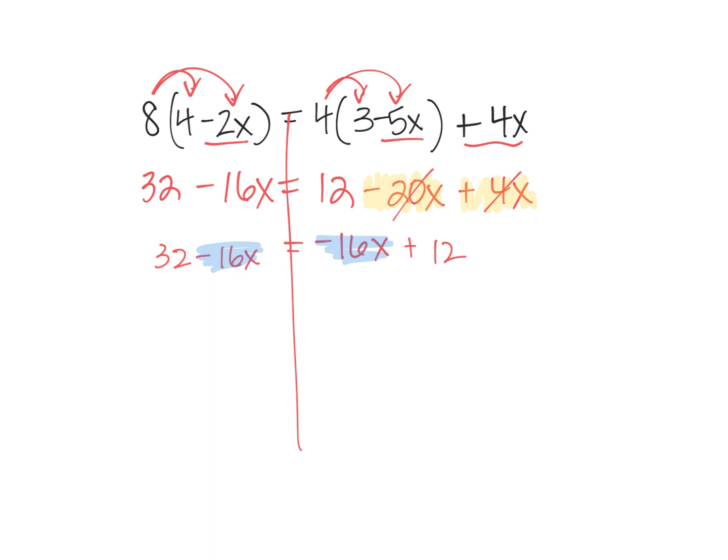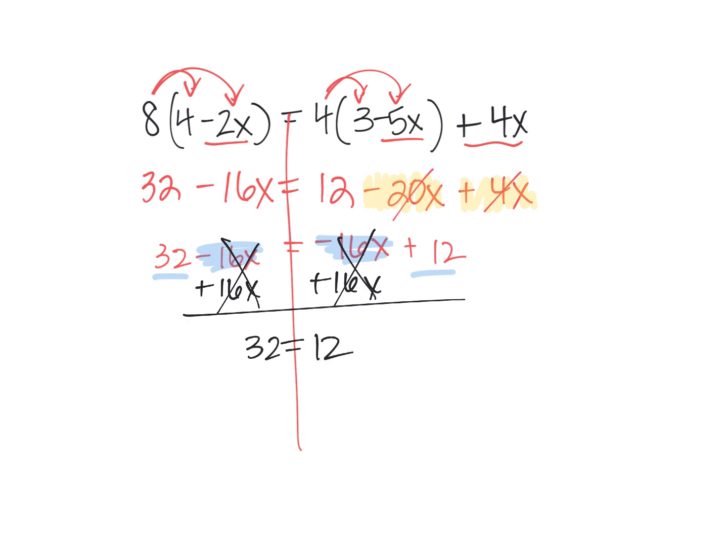But this side has 32, this has positive 12. That's never going to be equal. Now, if you kept solving it, I would say, all right, let's get rid of the negative 16x. I could add 16x to both sides. Those both cancel, they're gone. I'm left with 32 equals 12. Well, 32 does not equal 12. So if you end up with a not true statement, there is no solution.